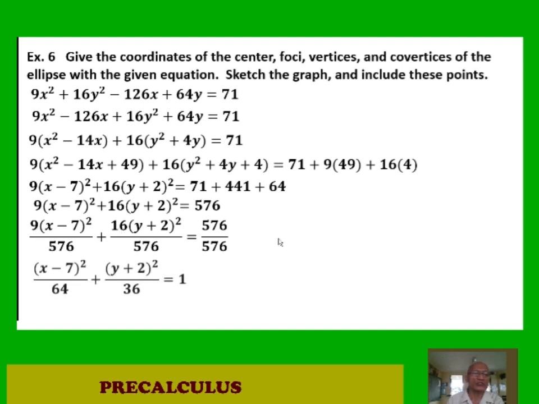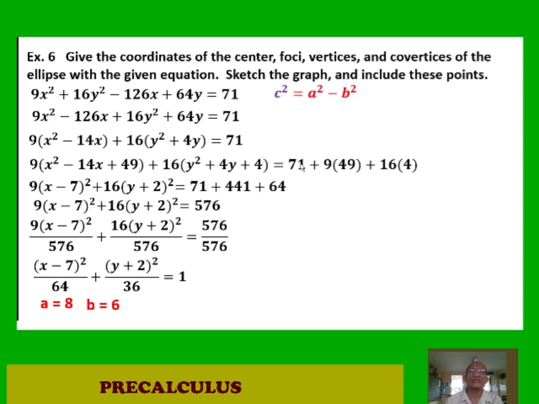So the resulting equation is (x minus 7) squared over 64 plus (y plus 2) squared over 36 equals 1. So this is now our standard equation of an ellipse. This is type 3 in our standard equations. So let us identify a and b. A is the square root of 64, which is 8. B is the square root of 36, which is 6.